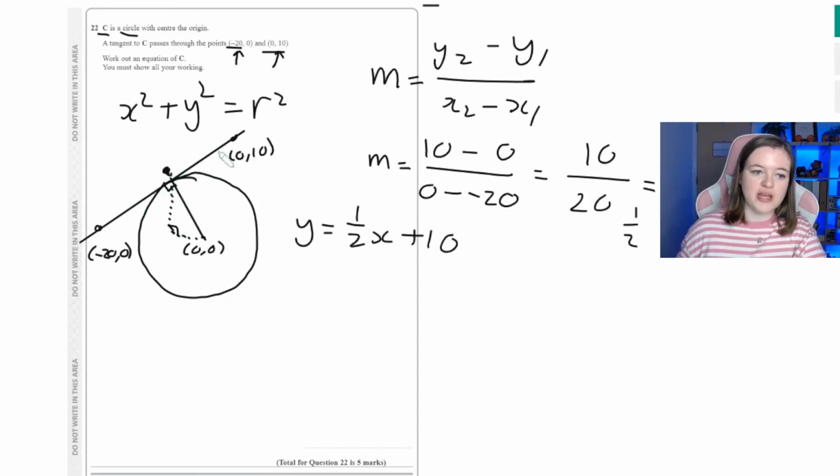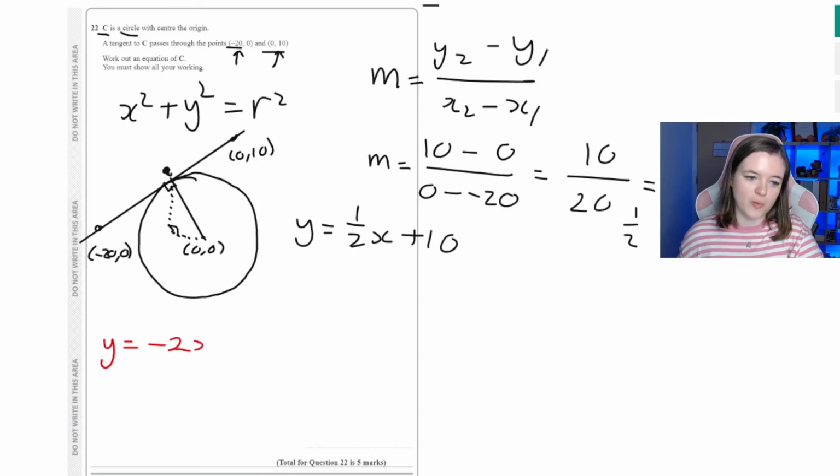So the gradient of this tangent is a half. The negative reciprocal of that is -2. Put a negative in front, then flip the fraction: -2. So then for the radius, we're going to get y equals -2x plus the y-intercept. It cuts at 0, so it's going to be +0. So those are then my 2 equations.